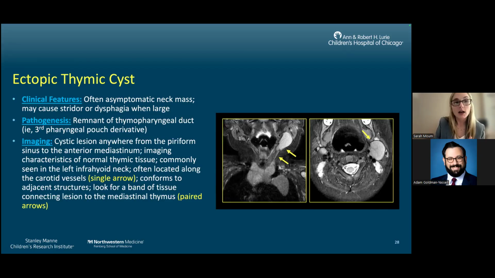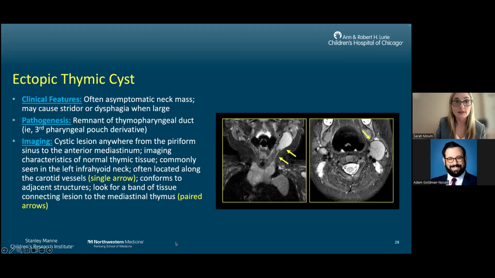On imaging, you can see various things, but a cystic lesion anywhere from the piriform sinus down to the anterior mediastinum. If it looks more solid, look for imaging characteristics that look like normal thymic tissue. Commonly, as in this example, there's involvement of the left infrahyoid neck. Often there is involvement along the carotid sheath. And the lesions tend to be pliable and they'll kind of conform to the adjacent neck structures.